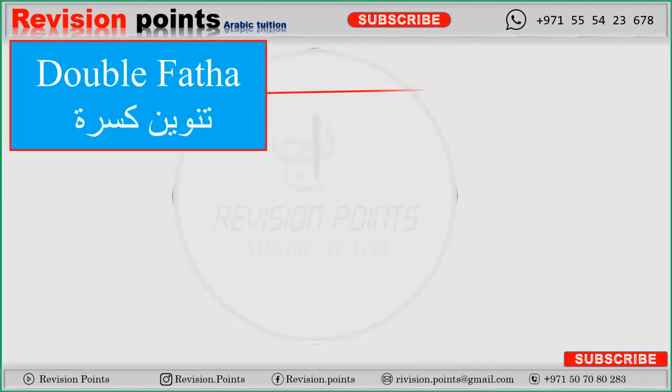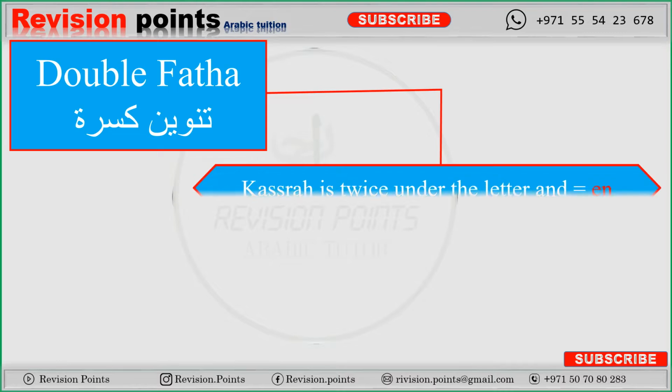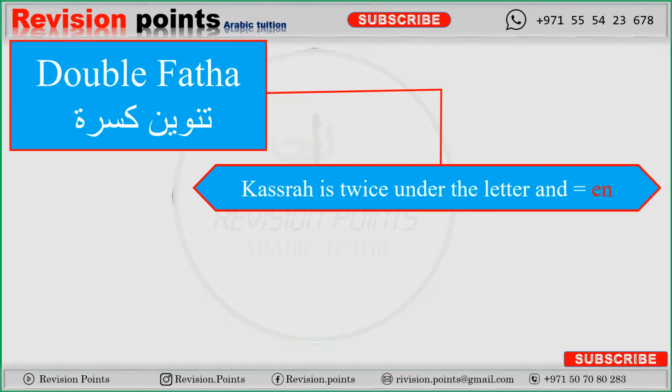Double Kasra. Double Kasra is also two Kasras together under one letter. So one Kasra is equal to E and the second one is equal to N. So double Kasra is equal to EN.